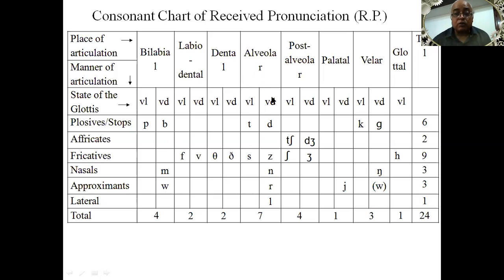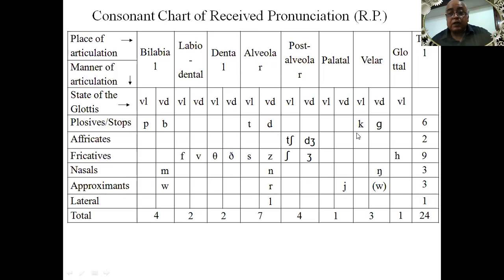It's also a voice sound because the vocal cords are held closely together, and we have got this voice sound. Ra. That is the state of the glottis. The place of articulation is alveolar, so the tip of the tongue touches the alveolar or the teeth ridge, and it is an approximant because it doesn't stay put there. It just touches and releases this.